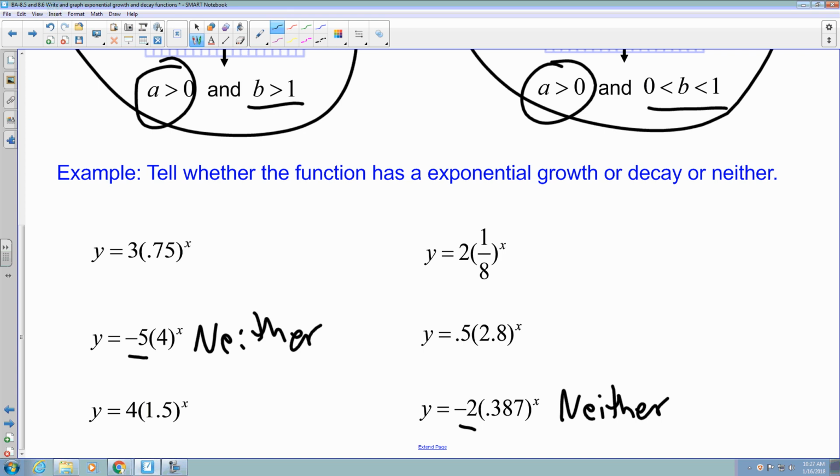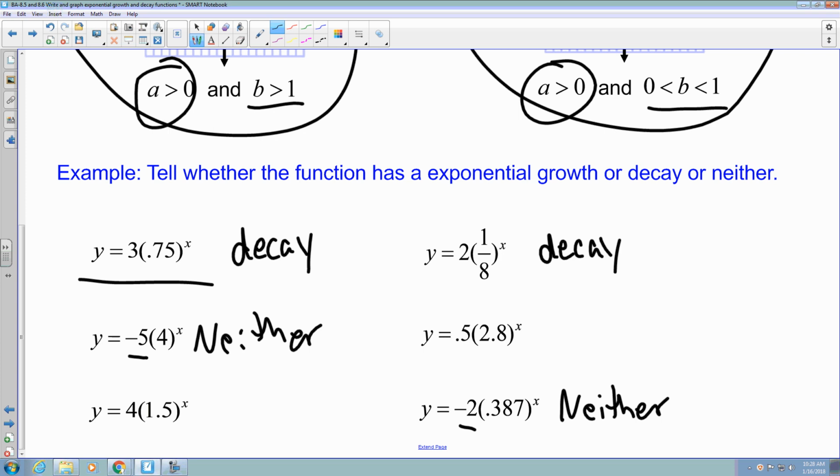So they're neither. All right, so if I look at the rest of the examples, a is positive with 3, 2, 0.5, and 4 respectively. So now we can go about looking if they're growth or decay. For the first example, y equals 3 times 0.75 raised to the x power. 0.75 falls in between 0 and 1, so this is a decay. The next, y equals 2 times 1/8 raised to the x power. 1/8 falls in between 0 and 1. That is also a decay.